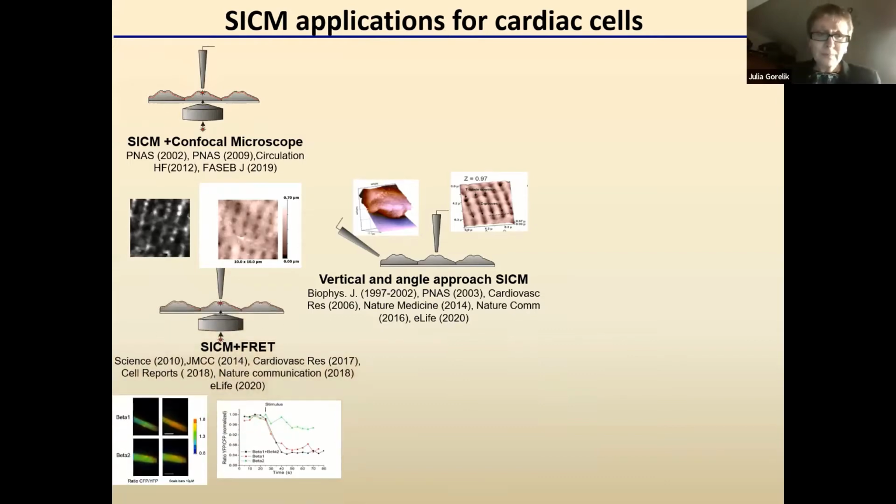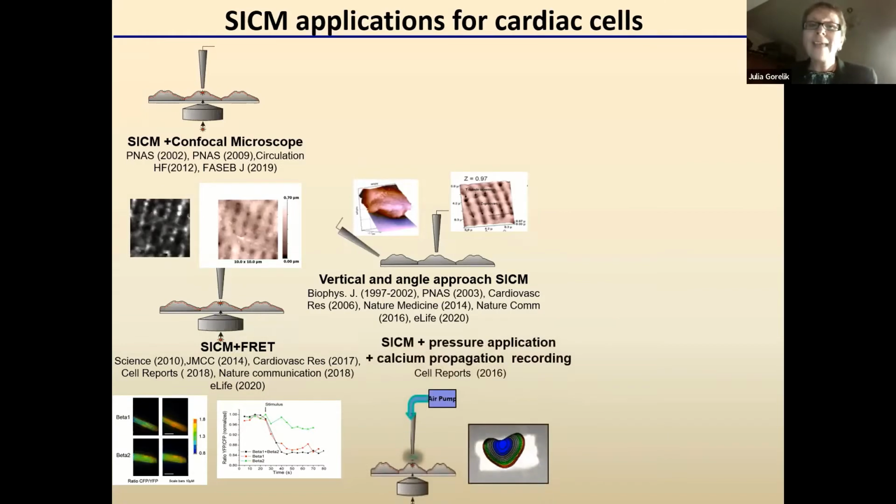We also introduced the combination of scanning ion conductance microscopy with the FRET technique to study the movement of different types of receptors, and to study cyclic AMP signaling and cyclic GMP signaling. We also can use this pipette as a pressure jet and measure the stiffness of the cardiomyocytes, and we can combine the stiffness measurement with calcium imaging and study the mechanosensitive nanodomains.